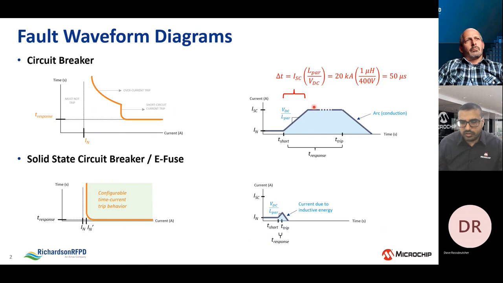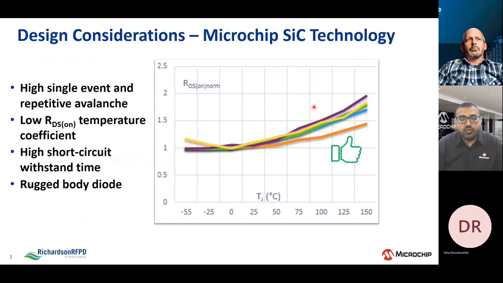Yeah, so with silicon carbide, as I mentioned, you get this fast response time, but with Microchip's silicon carbide, in addition to the typical behavior you expect with silicon carbide, we do have superior avalanche capability. So the avalanche I just discussed is one of our strengths. We have a very high single event avalanche rating. In our data sheets, we publish the avalanche energy capability.